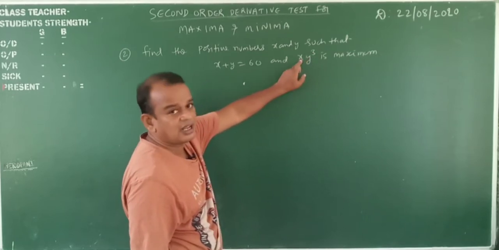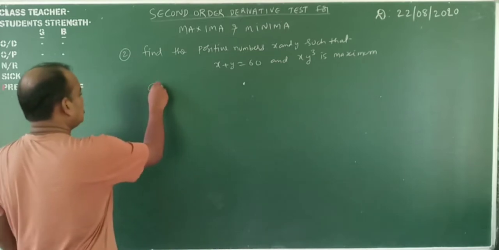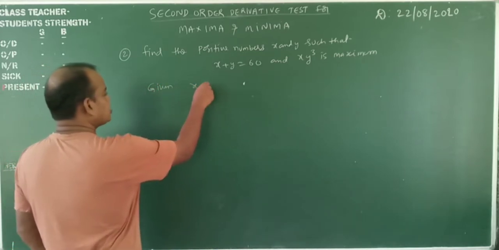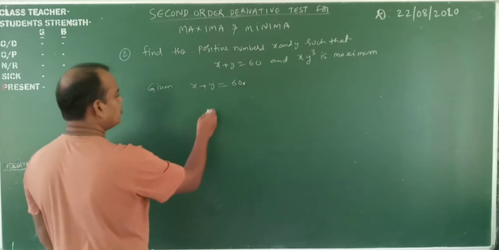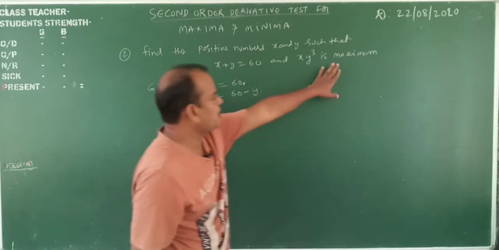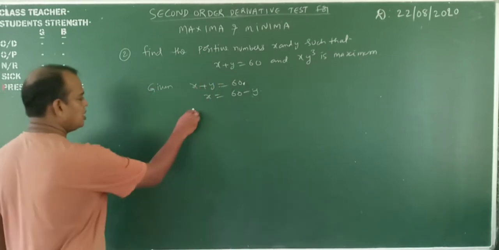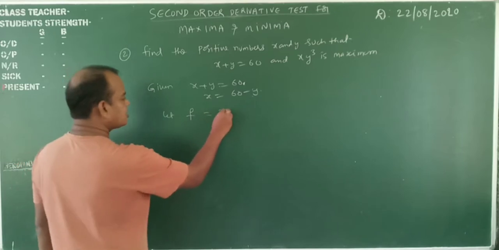Now we will substitute the x value in terms of y, for easy calculation purposes. Given x plus y is equal to 60, from here x is equal to 60 minus y. What is the function here? Which one is the maximum? That is the function, P or f, whatever. Let f is equal to x y cube.